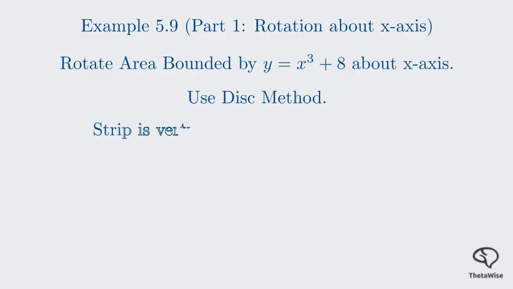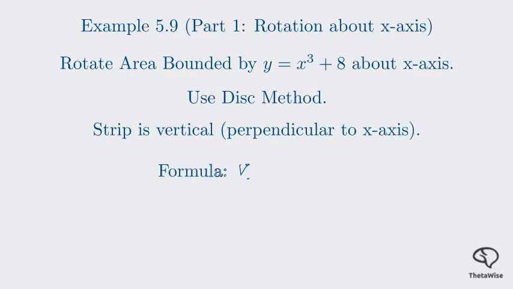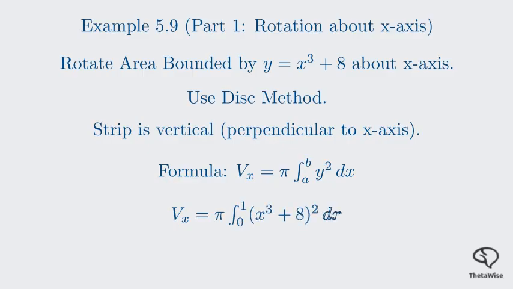Since the lower boundary is the x-axis, y equals 0, we can use the simpler formula V sub x equals pi times the integral of y squared dx. Our function is x cubed plus 8, and our limits are 0 to 1. We plug these into the formula, squaring the function. Now we expand the term. x cubed plus 8 squared is x to the 6th plus 16x cubed plus 64. Now this is a polynomial that is easy to integrate.